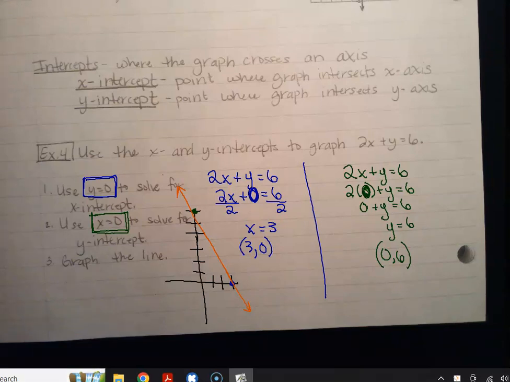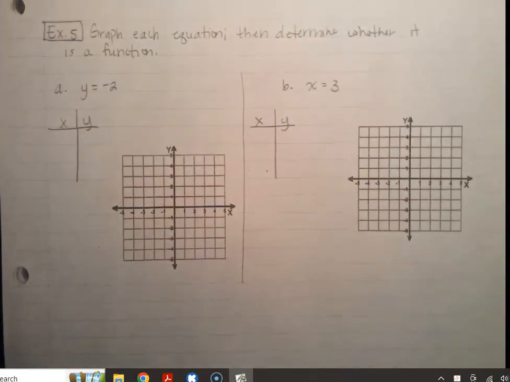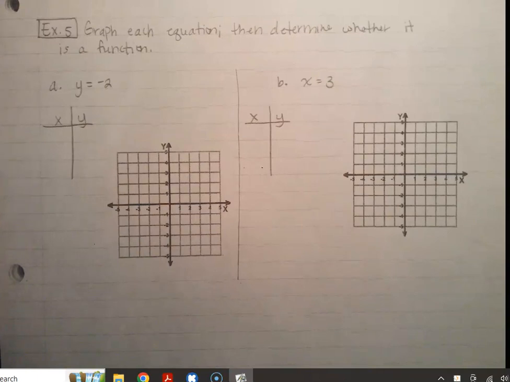Then let's look at the last part of your notes. Example 5. Graph each equation, then determine whether it is a function. So we've got, first of all, a is y equals -2. That's kind of weird. Here's the fun part about that. I'm going to show it to you, and it doesn't matter what number you put in here for x.